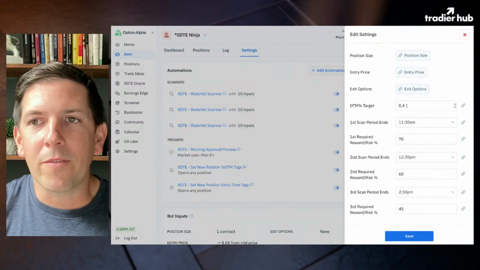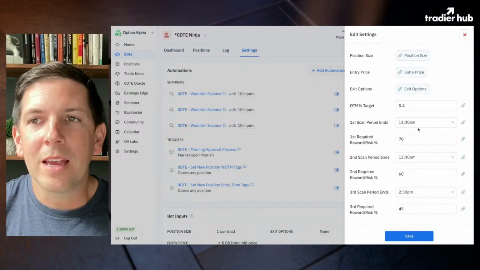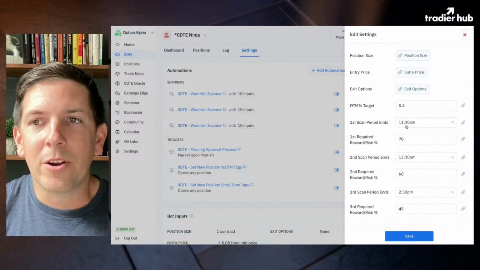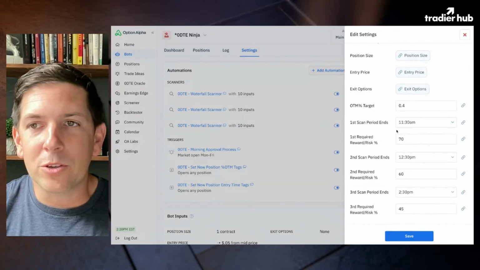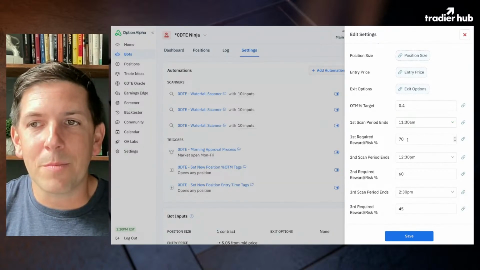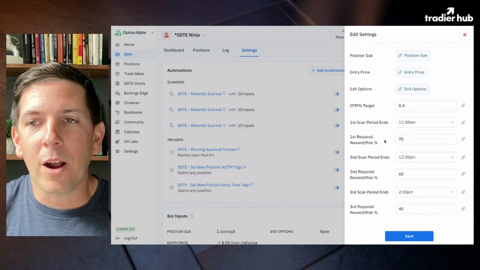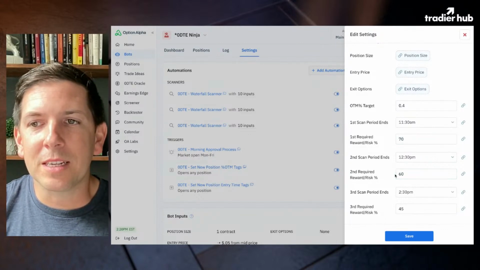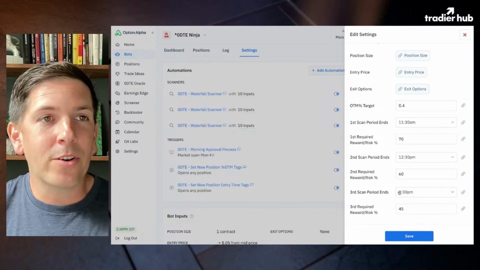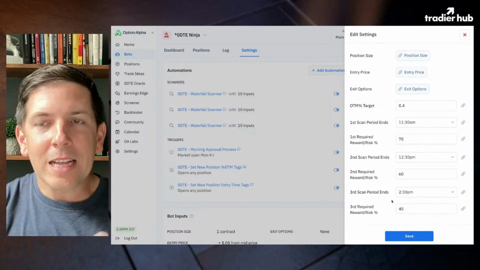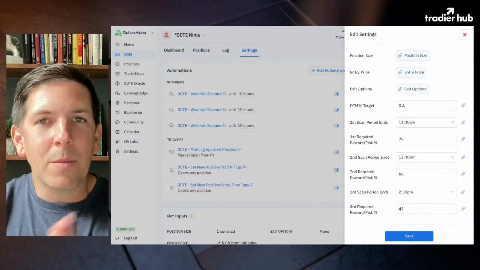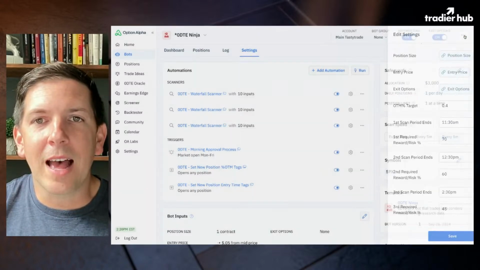Some of the other ones that I run are a little different. This one looks at 0.4% out of the money. It stops the first scan period at around 11:30, but from market open to about 11:30, it's looking for a 70% reward to risk requirement. Then at 12:30, it backs it down to 60%. And from 2:30 till the end of the day, it backs it down to 45%. So that's why I call this my waterfall, because I'm doing a progressive waterfall at different times during the day.